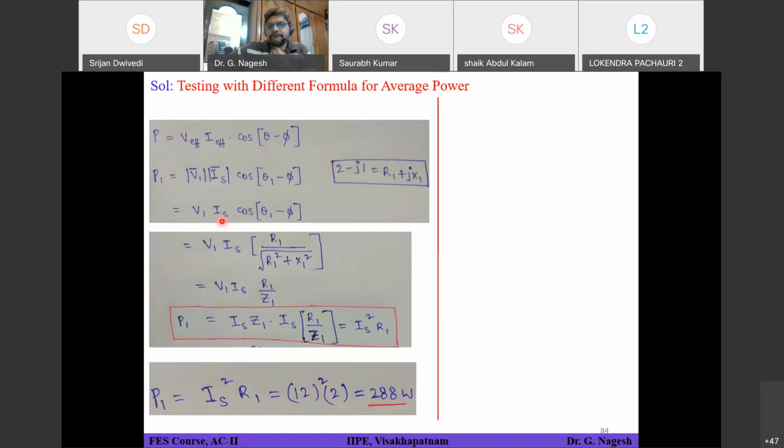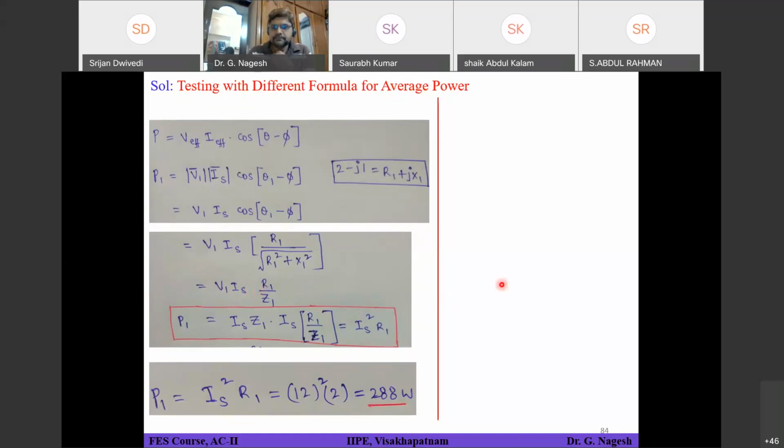Sir, V1 square R1 by Z1 square. Okay, V1 square R1 by Z1 square. How did you do that? Is is equal to V1 by Z1. If you substitute that, you are going to get V1 divided by Z1 whole square into R1.